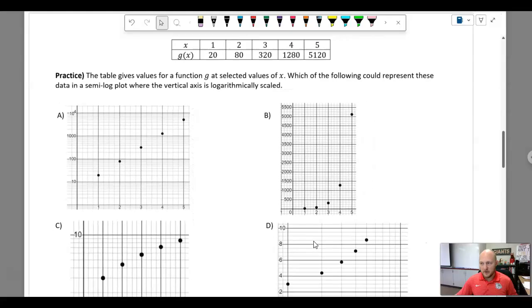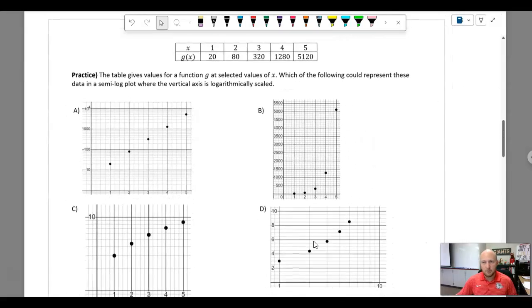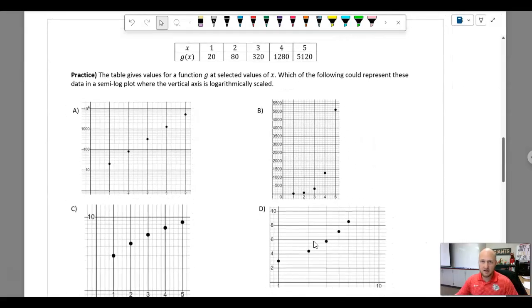Here's a practice problem, and honestly, this is the most common type of question with a semi-log plot that I have seen on practice exams for the AP Precalculus test. They give a table of values for a function g at selected values of x. Which of the following could represent this data in a semi-log plot where the vertical axis is logarithmically scaled? Pause me, try to identify which one is a semi-log plot.